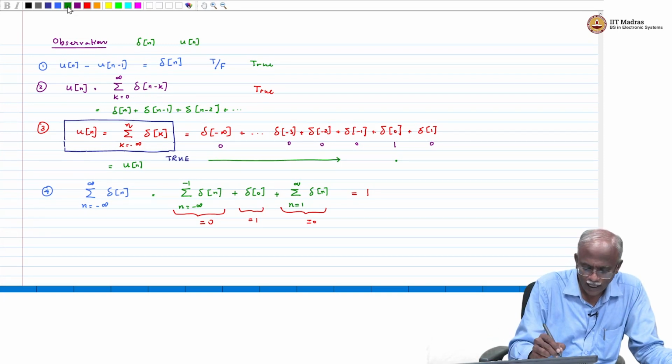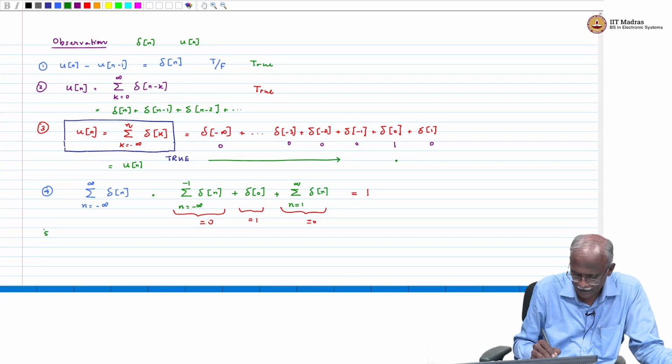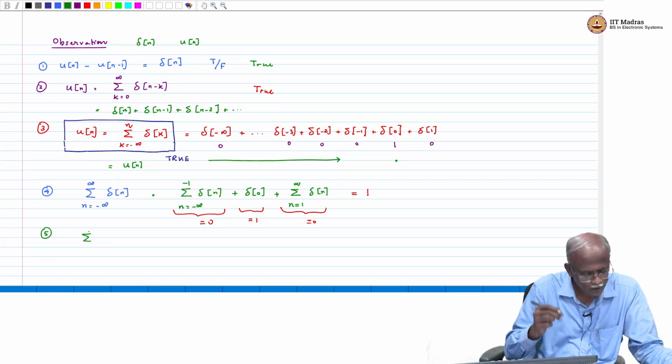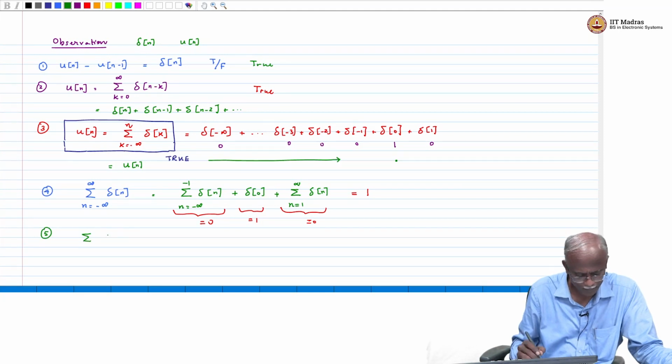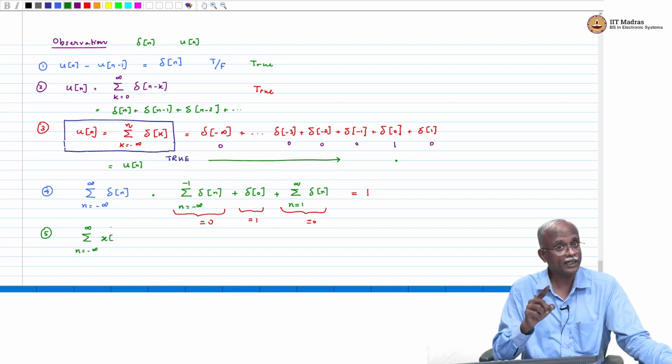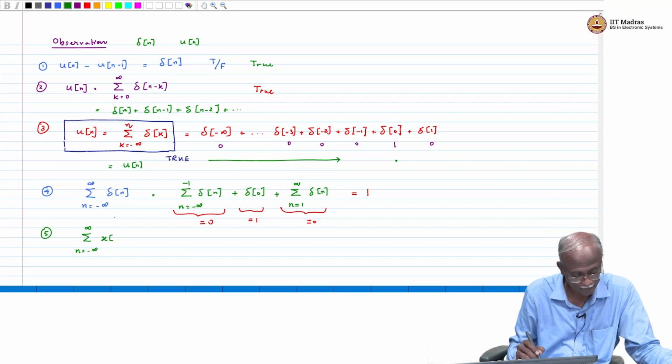The last of the exercises here, again you should be very careful. You write down the expressions, then you will be absolutely sure. So, n equal to minus infinity to infinity. This is not the expression that we wrote down in the session last time. This is a different expression. This is x of n delta of n minus k.